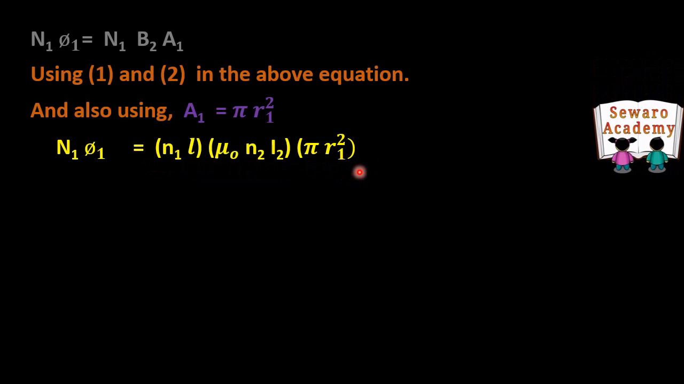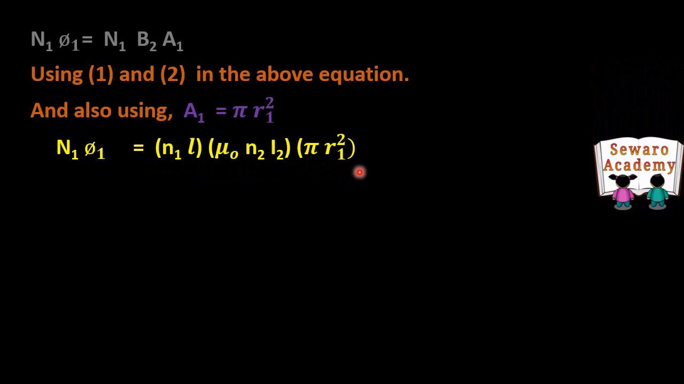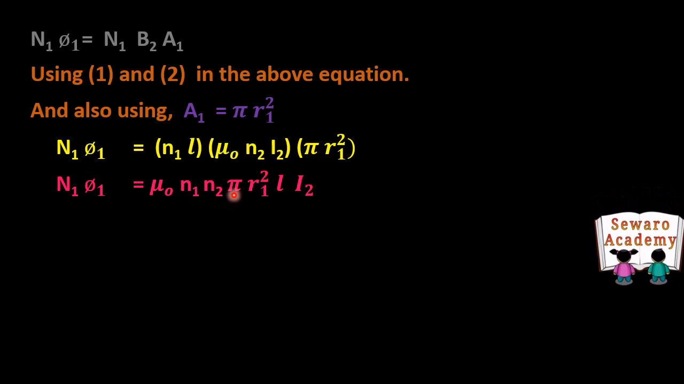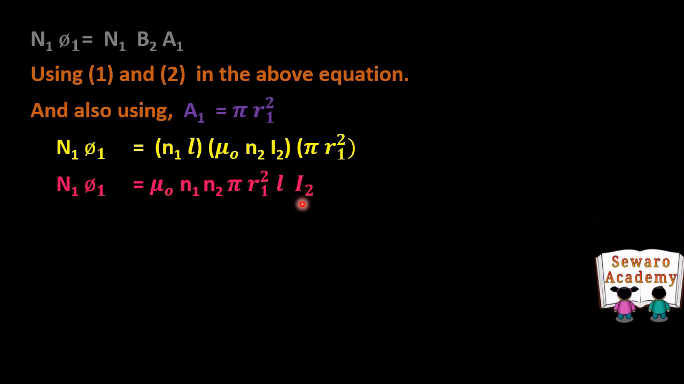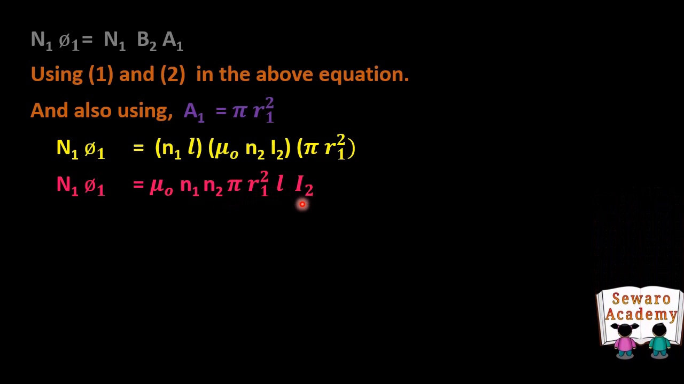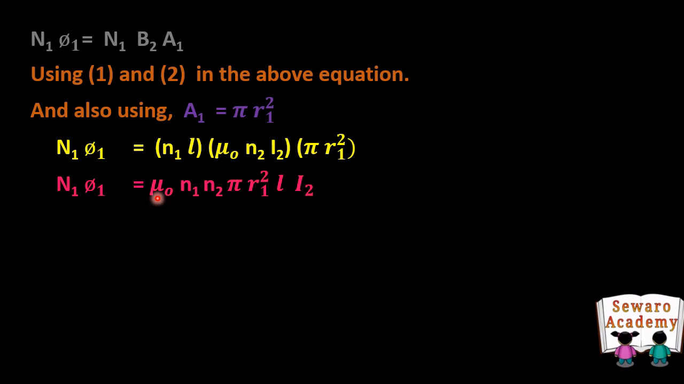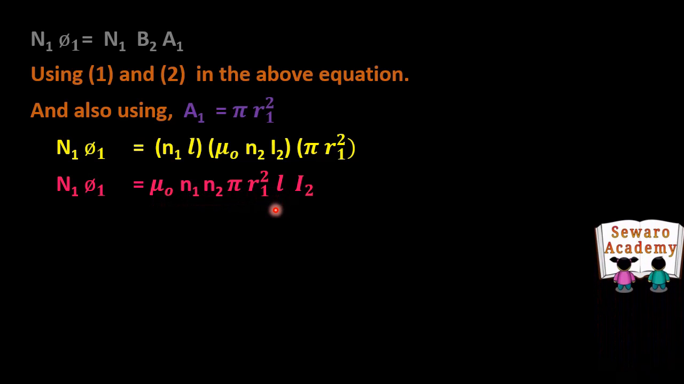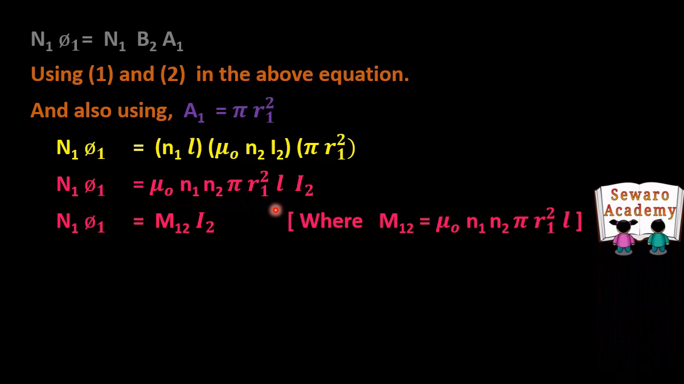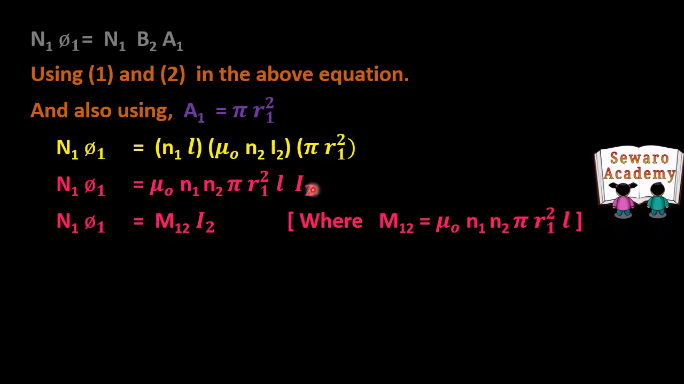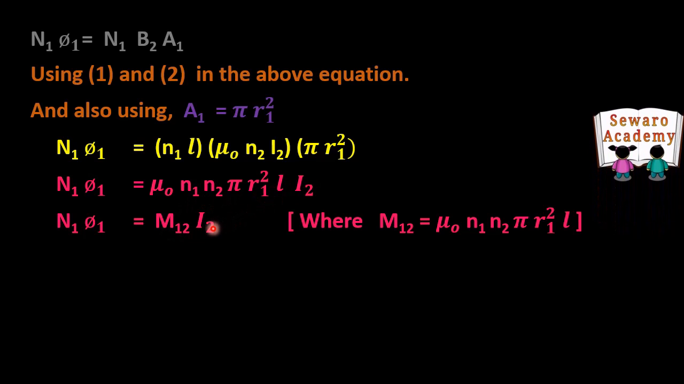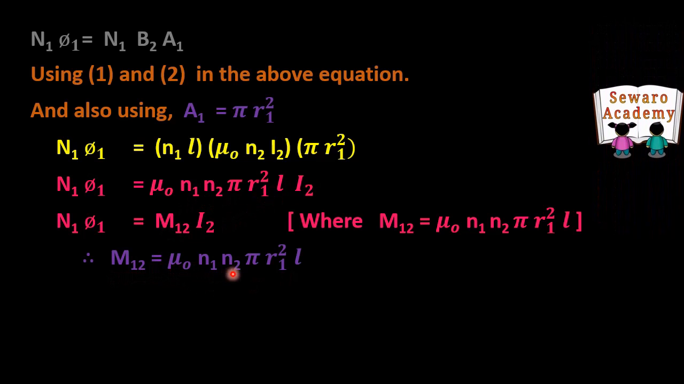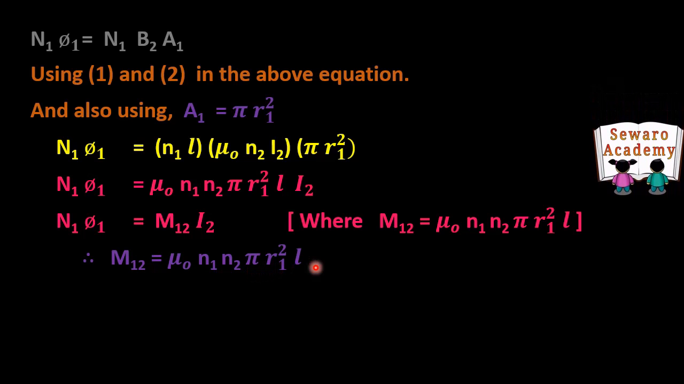Now here we rearrange and we can rewrite as mu naught n1 n2 pi r1 square L into I2. Now here we replace this mu naught n1 n2 pi r1 square L by M12, and this I2 here, where M12 is mu naught n1 n2 pi r1 square L.